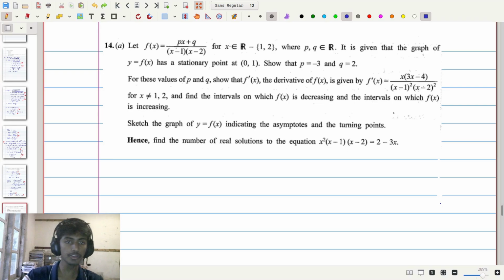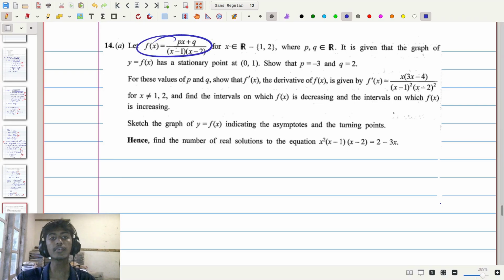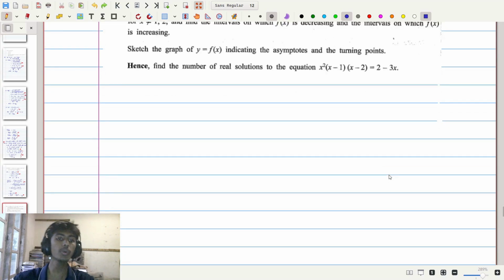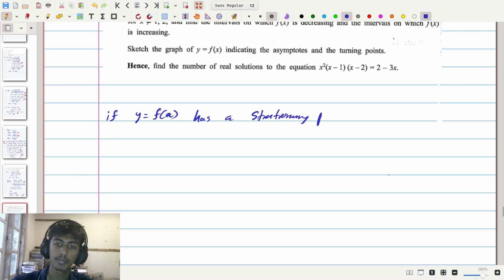Now to start off with this question, the first thing we need to do is to use the fact that, given this function, for x an element of the real numbers except for 1 and 2, and p and q elements of the real numbers, we know that the graph y equals f(x) has a stationary point at (0, 1). Now we can go down and say, if y equals f(x) has a stationary point at (0, 1), we can derive two bits of information. The first one is, when y is equal to 1, f(x) is going to be f(0). And therefore we have 1 equal to f(0).